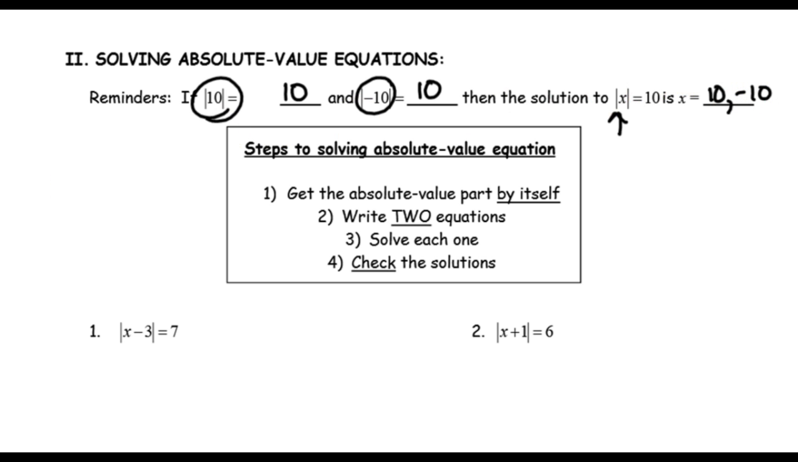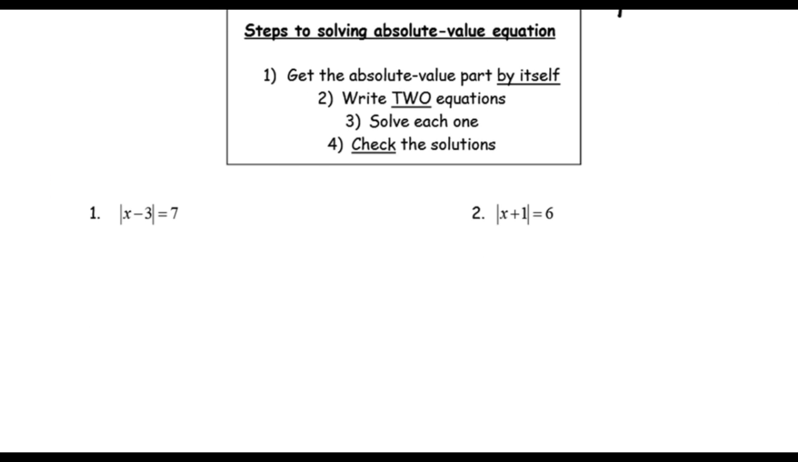So let's start solving some absolute value equations. When you solve an absolute value equation, there are 4 steps you want to remember. You want to always isolate the absolute value, that means get it by itself. Then you're going to break the equation into 2 separate equations that no longer have the absolute value bars. Then you're going to solve both equations independently, and then you always want to check your solution to make sure you did it correctly.